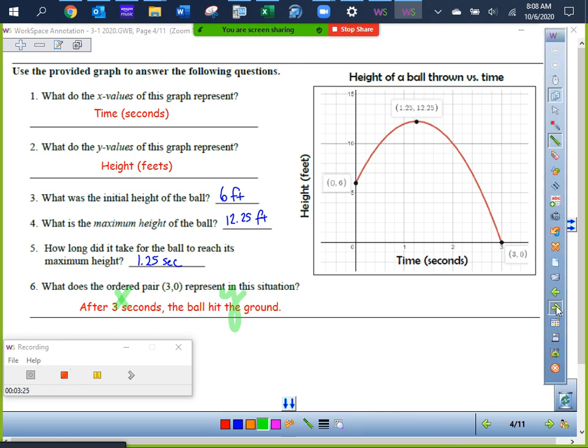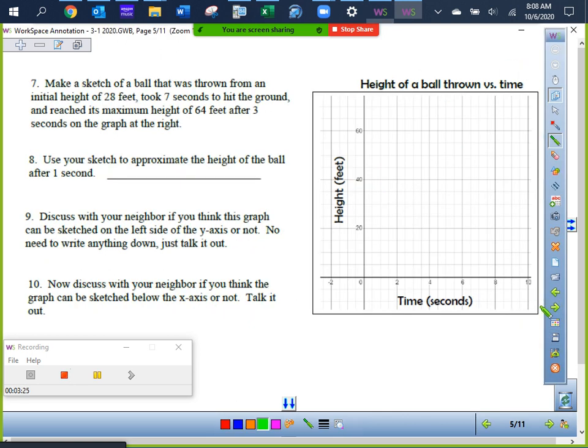Sweet. Let's keep rolling. They give me a graph, and they say make a sketch of a ball that was thrown from an initial height of 28 feet, took 7 seconds to hit the ground, and reached a max height of 64 feet after 3 seconds. So let's take that one bit at a time. Let's put this on the graph, an initial height of 28 feet. Can you just put a dot, like a point, on the graph of where that was? The ball had an initial height of 28 feet.